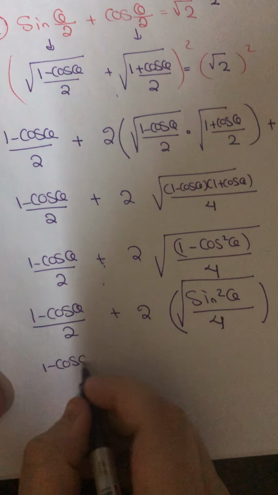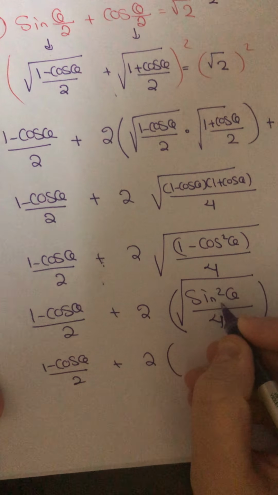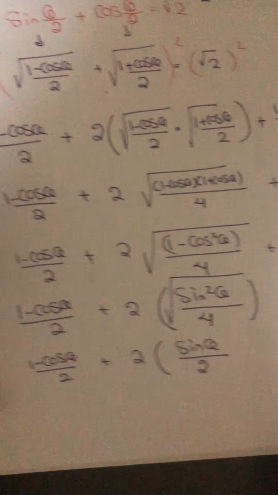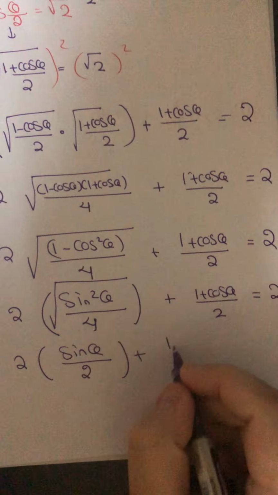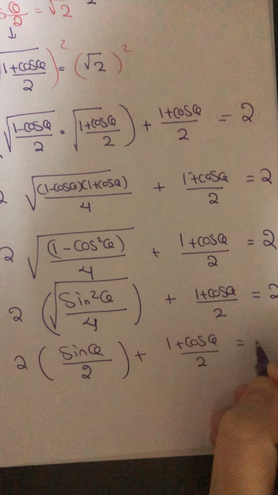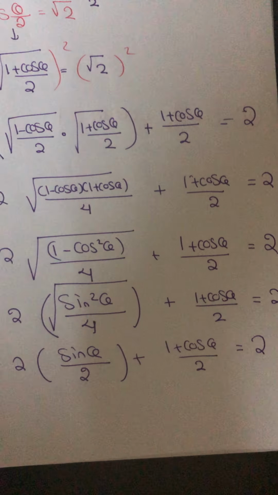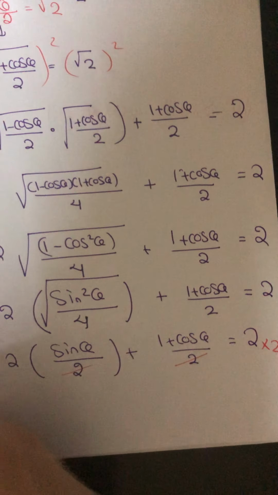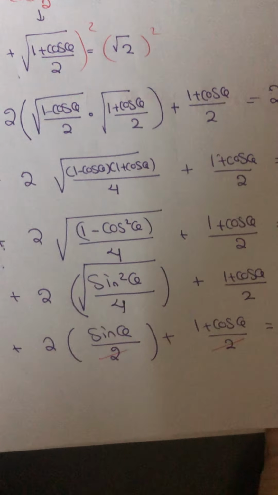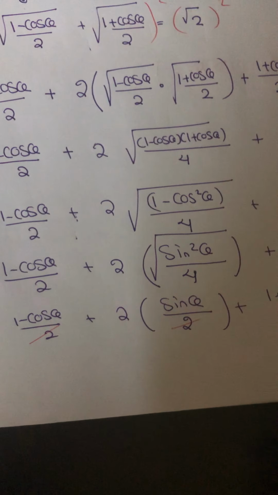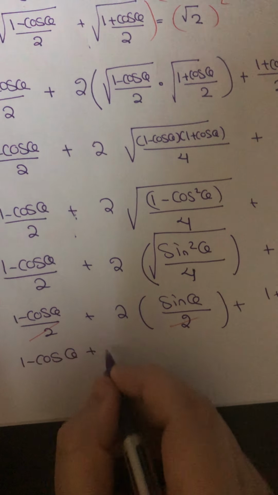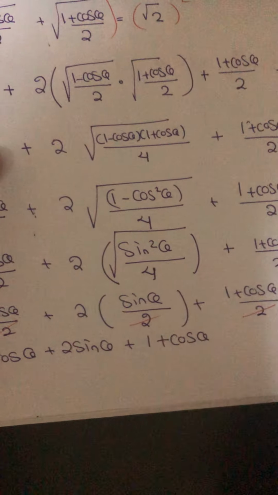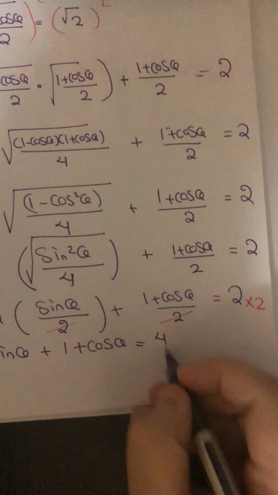So I'll just copy again this one, plus 2 times sine squared theta would come out of the root as sine theta, and 4 will come out of the root as 2, plus these are just copying 1 plus cosine theta over 2 equals 2. Okay, if I multiply the whole equation by 2, I'll get rid of this and this and this. I know you can see the simplifying over here. Anyway, I'm going to get rid of all the 2's now. So 1 minus cosine theta plus 2 sine theta is getting shorter, plus 1 plus cosine theta is equal to 4.